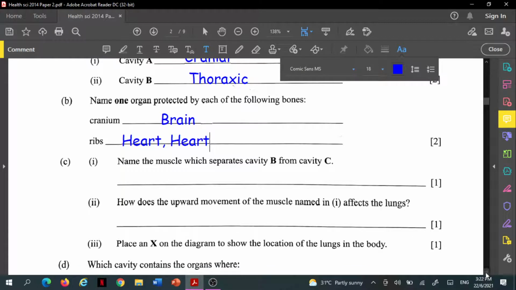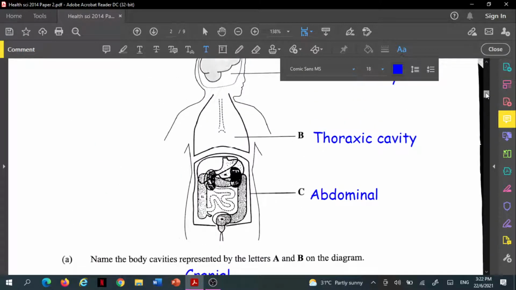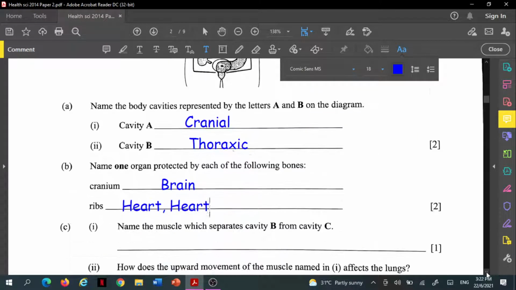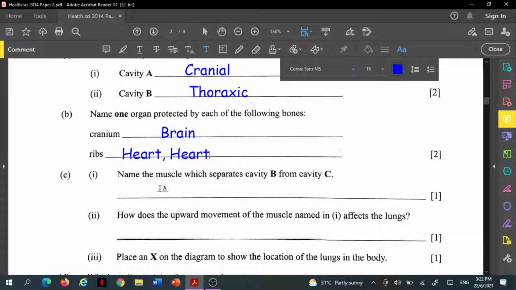Now for part C1, it said name the muscle which separates cavity B from cavity C. And so what muscle is separating B from C? The thoracic cavity and the abdominal cavity, what separates them is what they call the diaphragm. So there's the diaphragm. Now we say, how does the upward movement of the muscle named in 1 affect the lungs? In other words, when the diaphragm goes up, how does it affect the lungs?